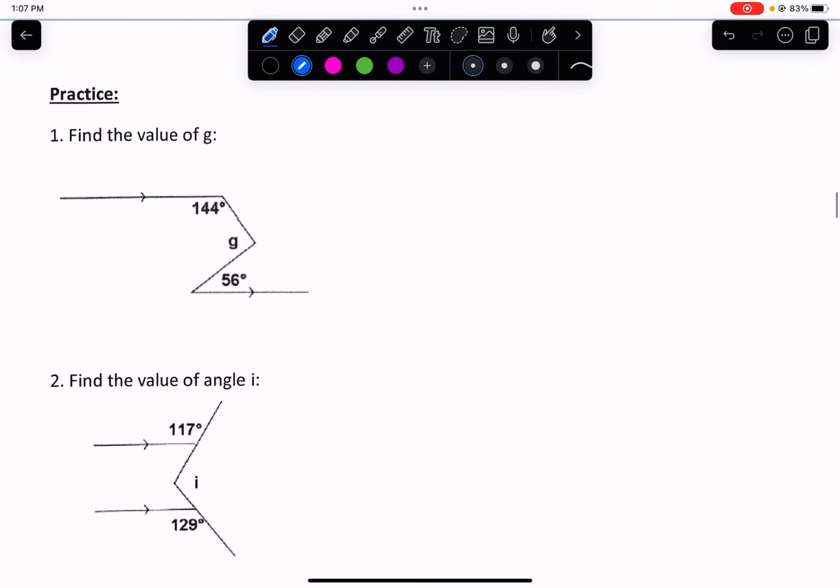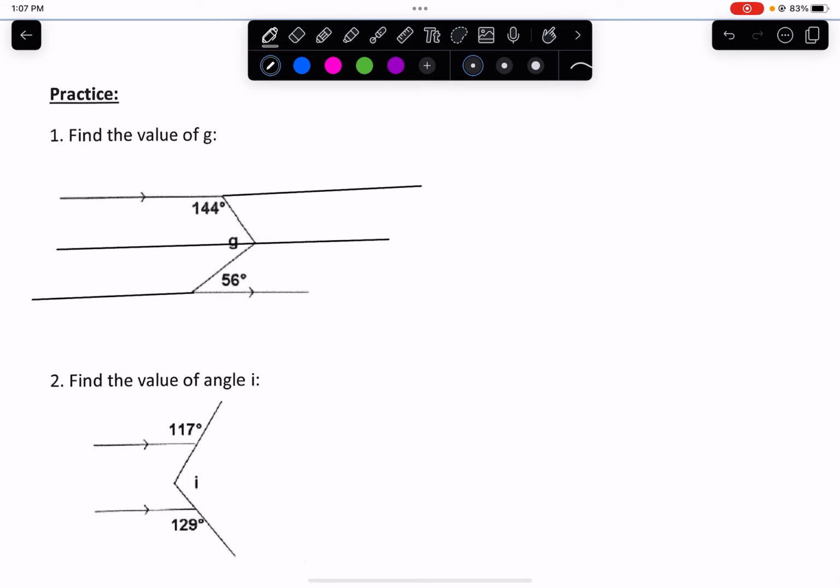The first practice problem is nearly identical to the one we just did. So I'm first going to draw an auxiliary line as well as extend some of my lines out. So now angle G is made up of these two pieces. So I have to figure out what angles 1 and 2 are. So angle 1 is not equal to 144. Angle 1 plus 144 is equal to 180.